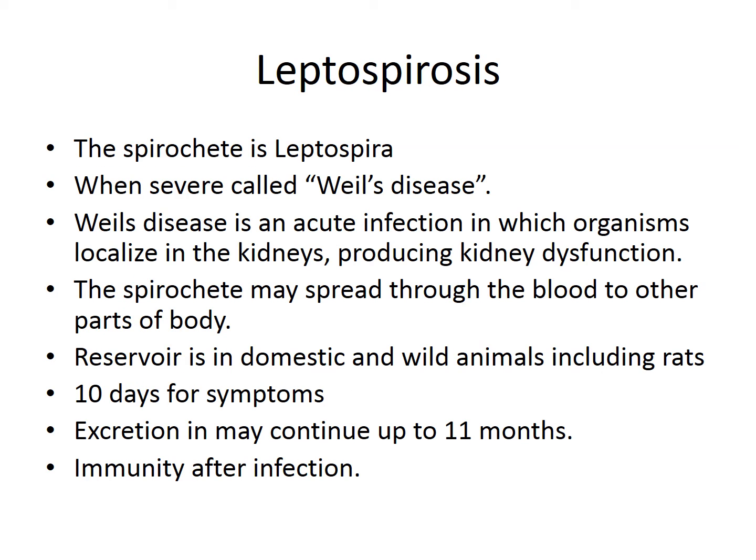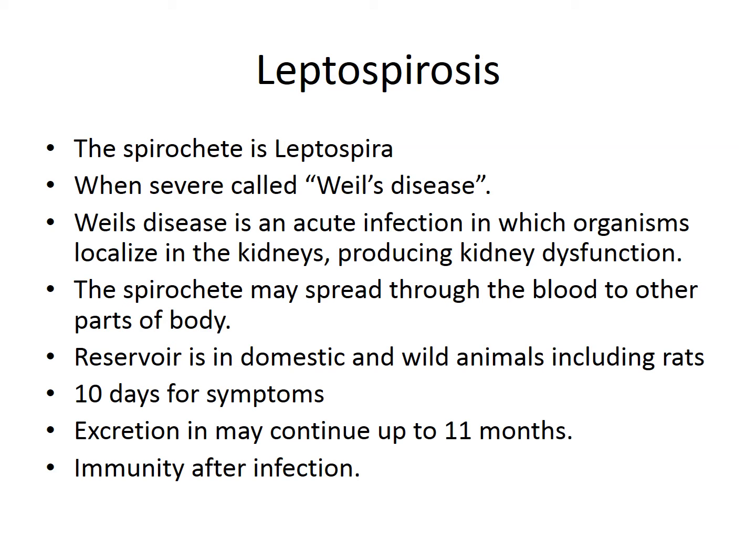So next we talk about leptospirosis, and the spirochete is Leptospira. When an individual gets this disease and it's very severe, they call it Weil's disease, and I believe that is named for a German scientist possibly who actually isolated that spirochete, I believe. Don't quote me on that.